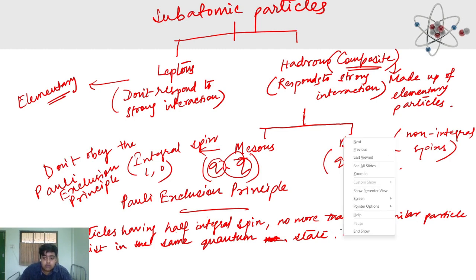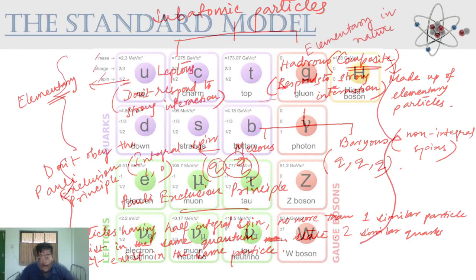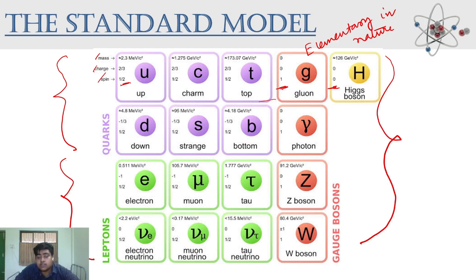So, two similar quarks cannot exist in the same particle. This is what the Pauli exclusion principle implies. Yeah. Now we were discussing the standard model. Now this is the first generation of matter. This is the second generation of matter, and this is the third generation of matter.